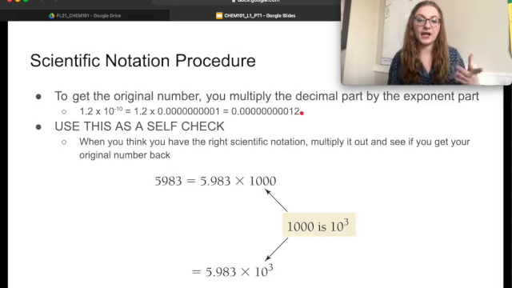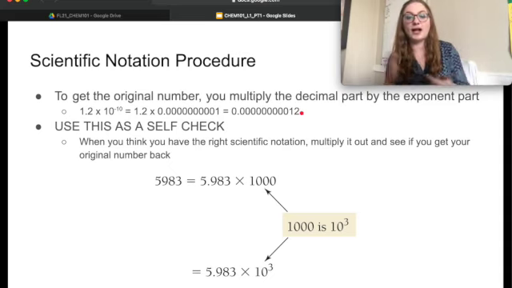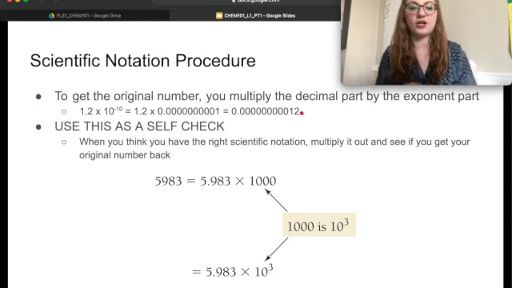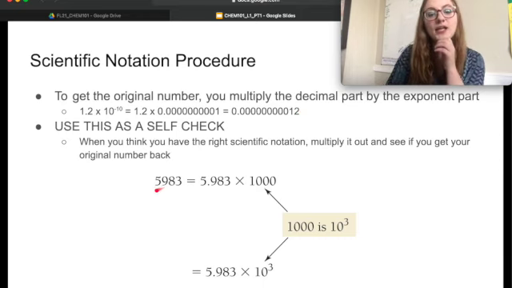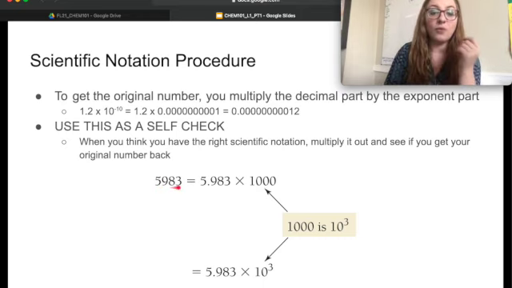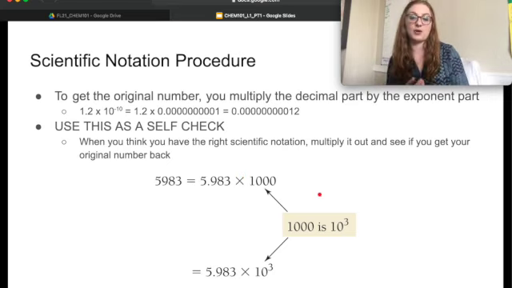So you can use this as a self-check. If I have an original number and I put it into scientific notation, then I multiply back through by my scientific notation, I should get back to the original number. So here we can see this number we were just looking at on the other screen. What we're really saying again is it's 5.983 times 1,000, which is the same thing as 10 to the 3. So basically we're just hiding all of those zeros in some sort of exponent there.